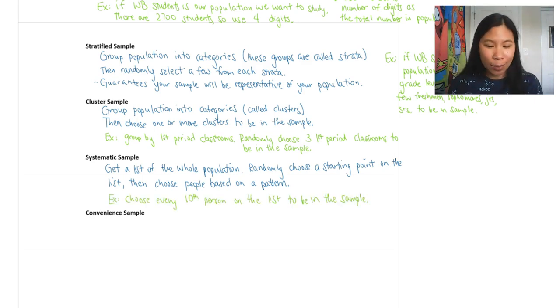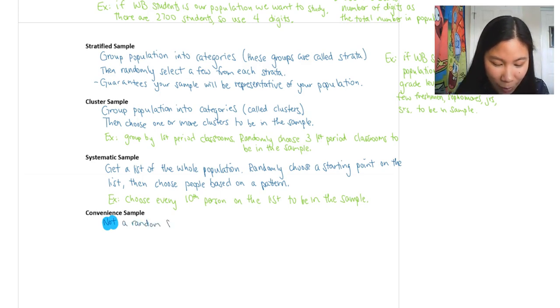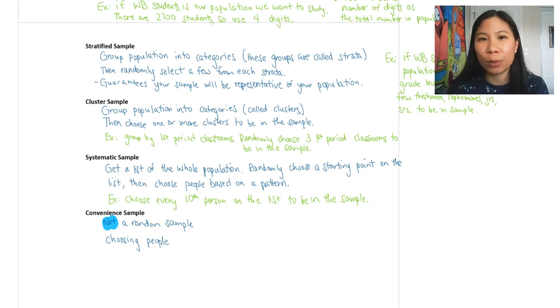And finally, our last method is not a random sample. So let me make that very clear. This convenience sample is not a random sample, because like the name says, it is based on convenience. A convenience sample could just be choosing your friends to be in your sample. It could be the first few people to walk into the school or whatever. That would be a convenience sample.